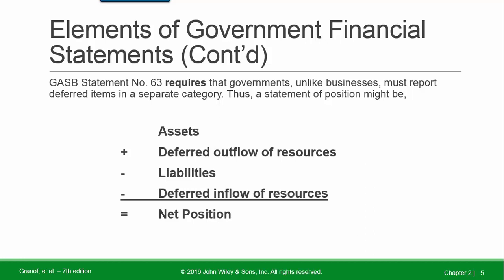Let's look at this in a different manner. GASB Statement 63 requires that governments, unlike businesses, must report deferred items in a separate category. Thus, a statement of position might be assets plus deferred outflow of resources minus liabilities minus deferred inflow of resources equals the net position.